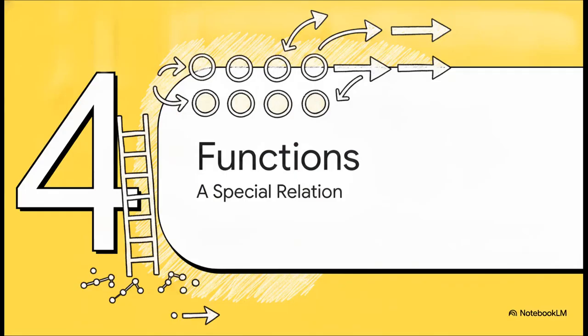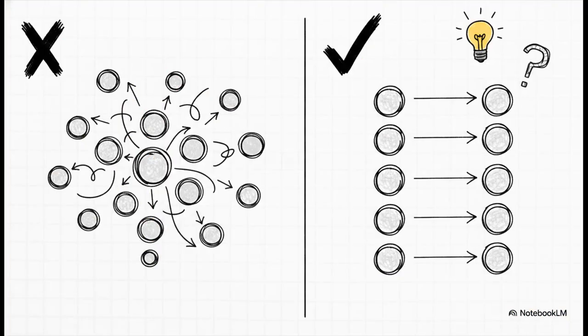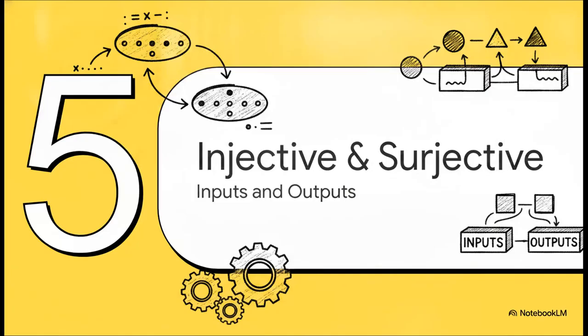Now for Section 4, functions, a special relation. We're stepping up the ladder here, moving from basic relations to their much stricter, more structured siblings, functions. The crucial takeaway is that a function is still just a relation, but it comes with a much tighter set of rules. While relations can be kind of messy and map one input to multiple different outputs, a function demands absolute precision. Every single input from a domain must map to exactly one unambiguous output. No exceptions. This brings us to Section 5, injective and surjective functions.